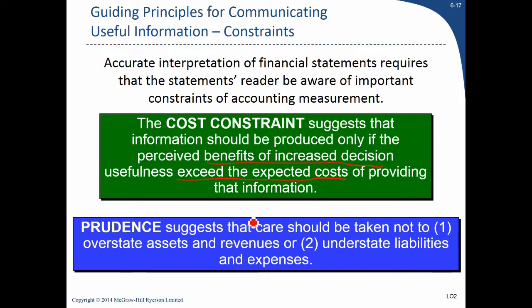Remember what I was saying before, prudence: care should be taken not to overstate assets and revenues. Remember, the incentive is to overstate assets and revenues to make your company look better, or understate liabilities and expenses. So that's the inherent bias, if you were wondering which way people would rather lean.